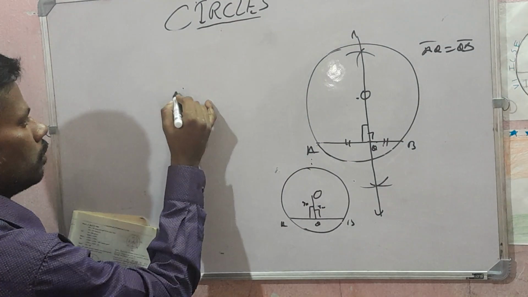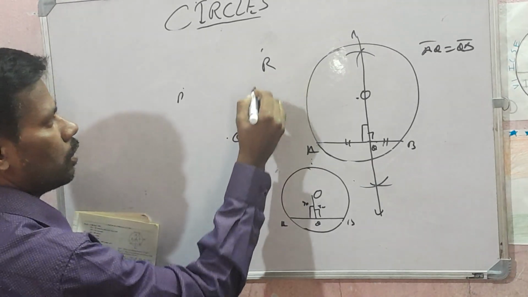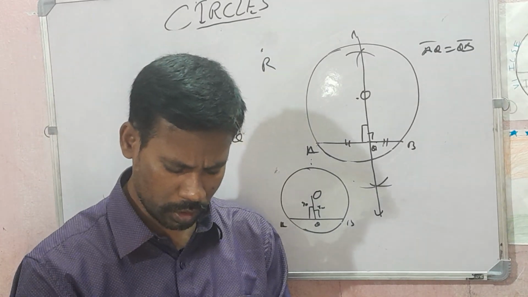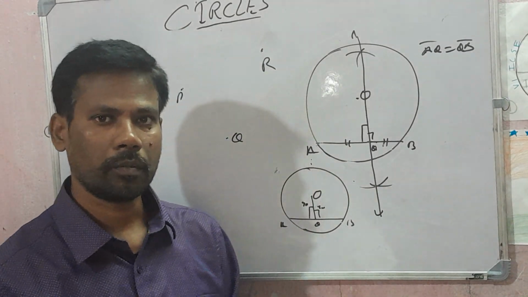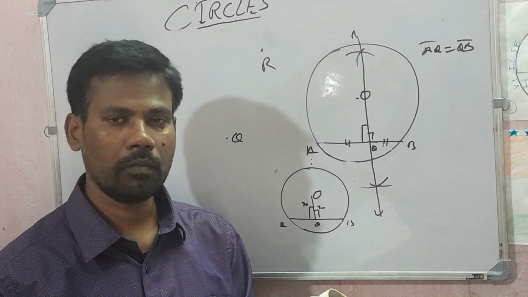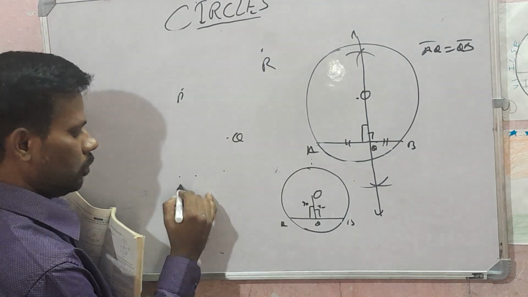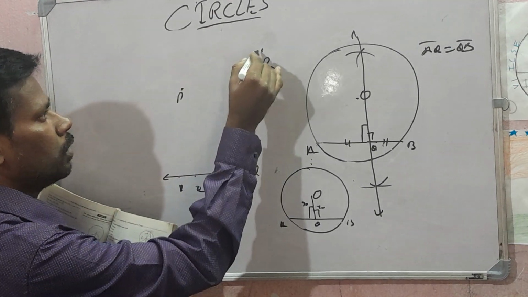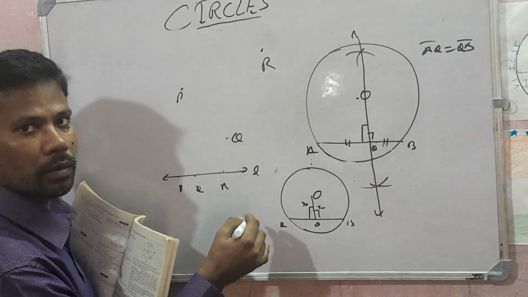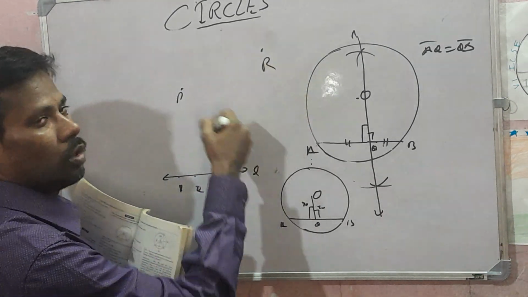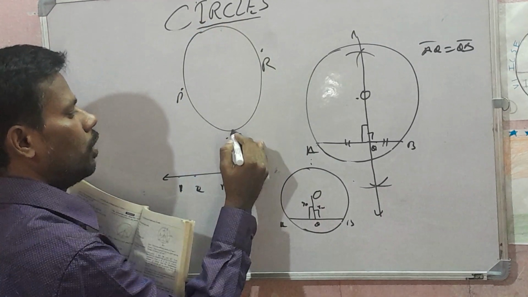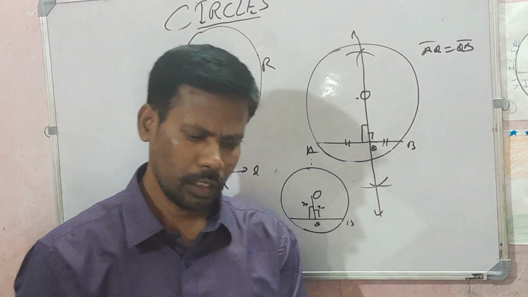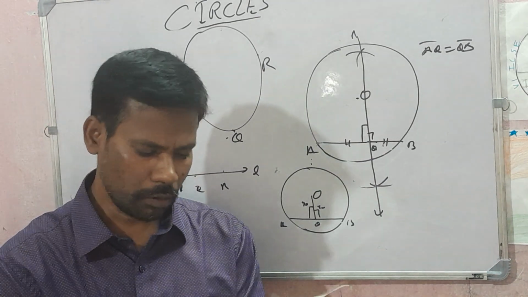Suppose you take 3 points P, Q, R. So how many circles you can draw through these 3 non-collinear points? Collinear and non-collinear. Collinear means points lying on the same line. Suppose P, Q, R. These are the points lying on the same line. They are called collinear points. Non-collinear points means points which do not lie on the same line. So there is only one circle. You can draw only one circle passing through 3 different points. There is only one circle passing through 3 non-collinear points.